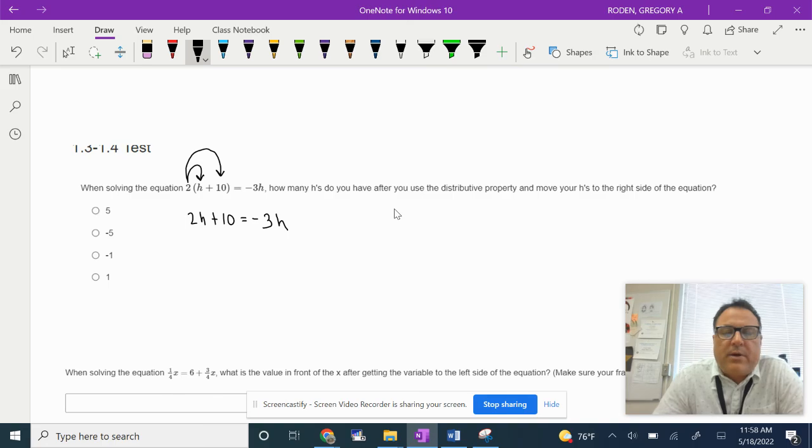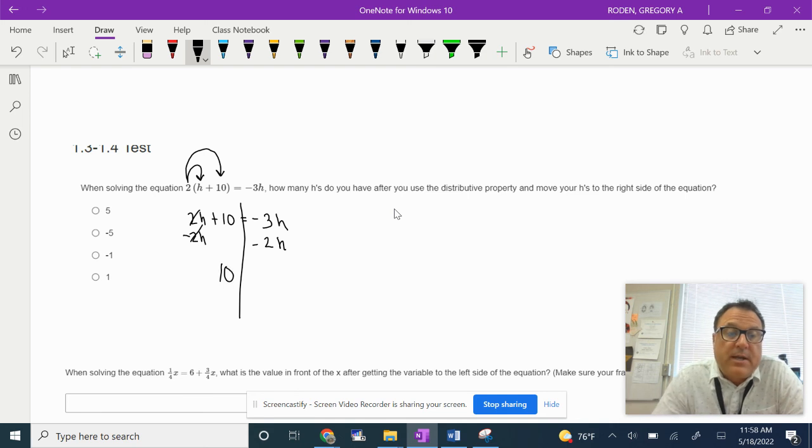Now, for some reason, they want you to move all of your h's to the right side. Well, how do we do that? We just get rid of the h's on the left side. So we subtract 2 h's from both sides, right? So these h's cancel. We can do that just by subtracting 2 h's from both sides.